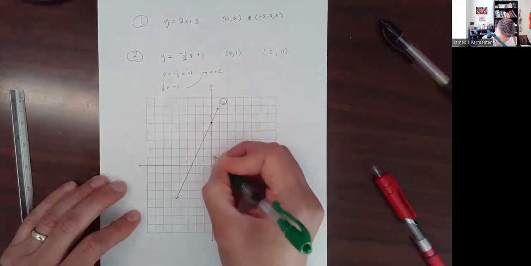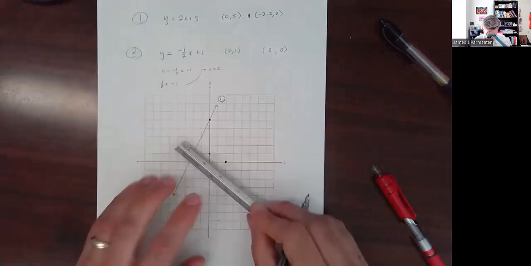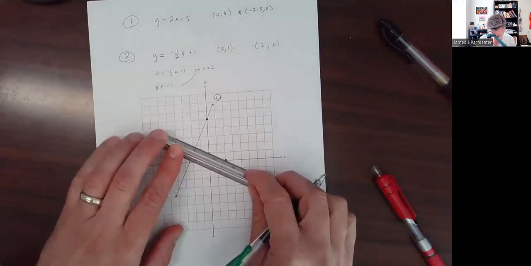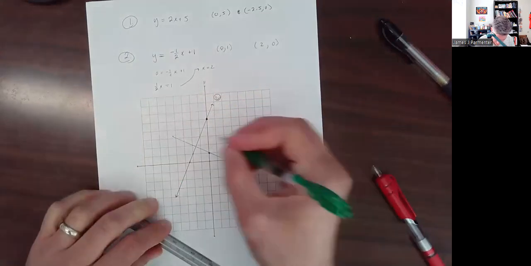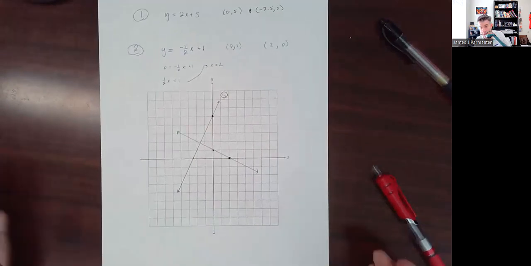So 2, 0 and 0, 1. I'm going to try and draw these. Let's make it look super perpendicular here. Yeah, let's line that up. Looking good. All right. Awesome. And those lines certainly look perpendicular, and they are perpendicular.